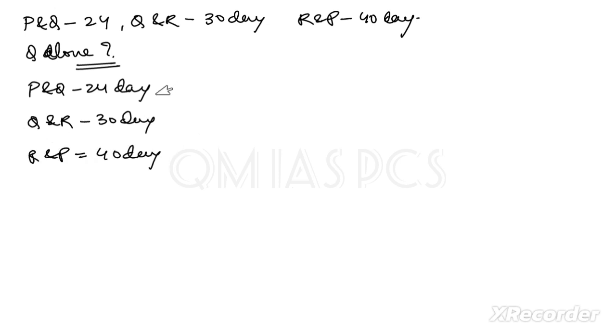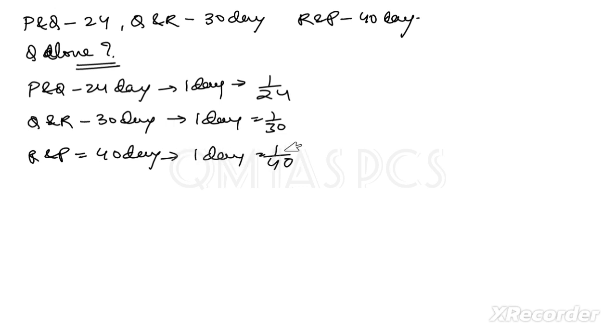So in one day, how many parts are done by P and Q together? Clear? We have to find in one day how much part is done by P and Q together. It will be 1 by 24. Similarly for Q and R, for one day it will be 1 by 30, and for R and P, for one day it will be 1 by 40. So this is for P and Q, this is for Q and R, this is for R and P.